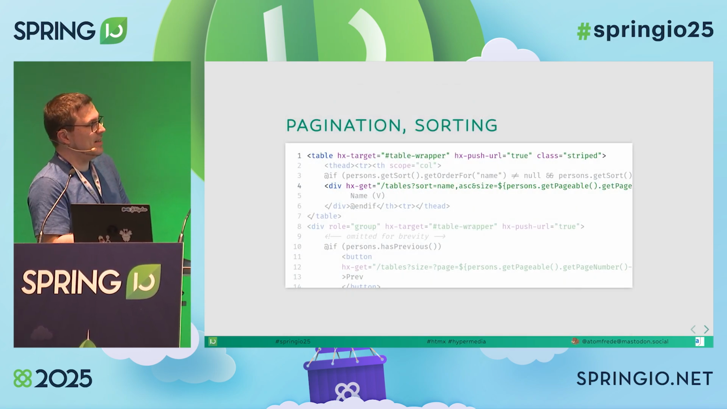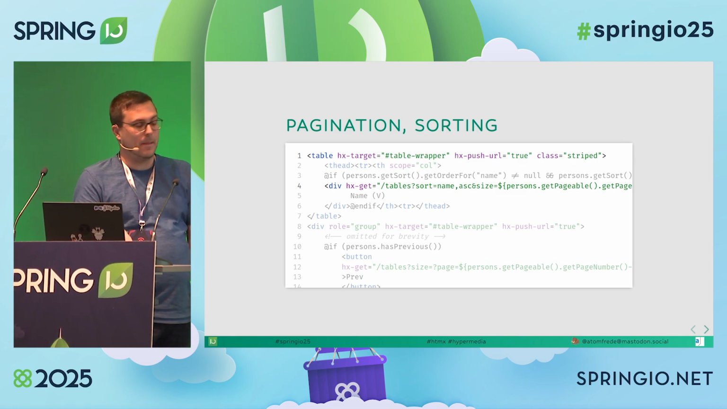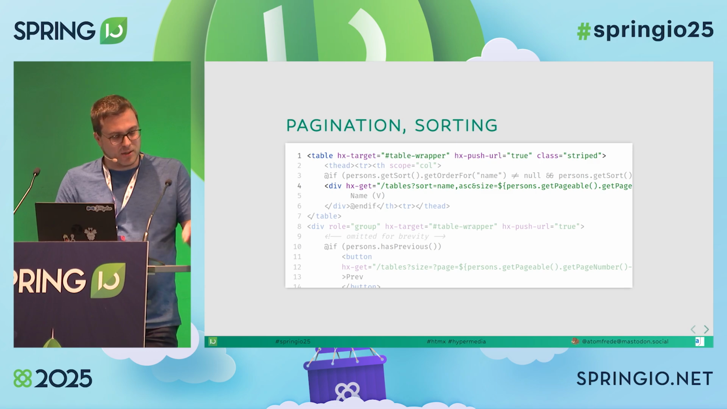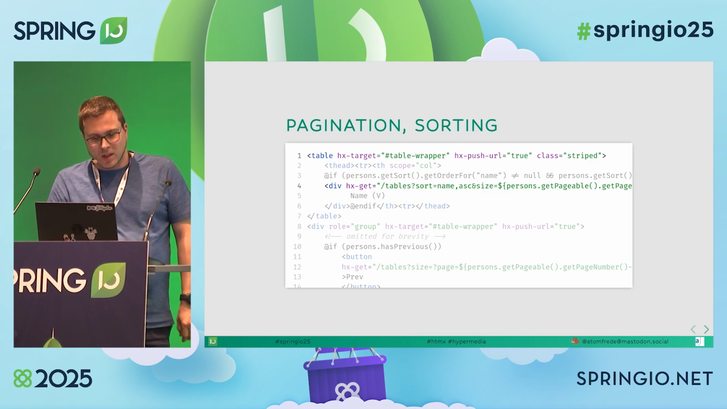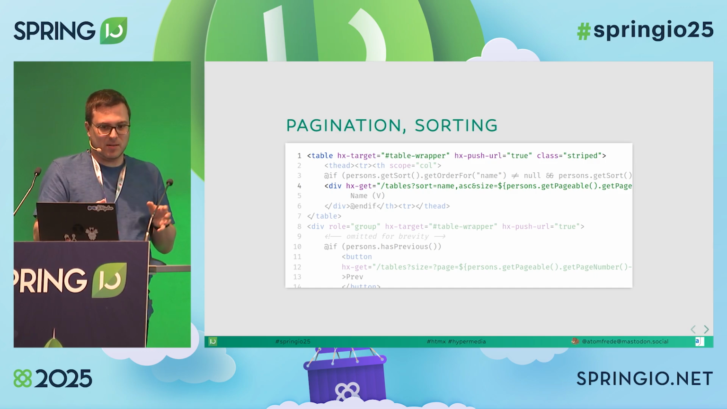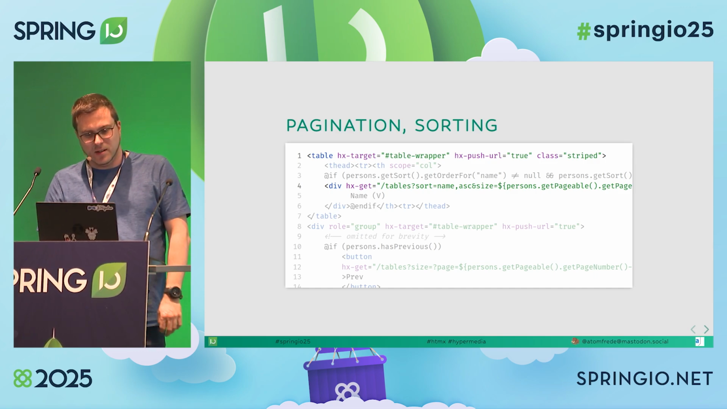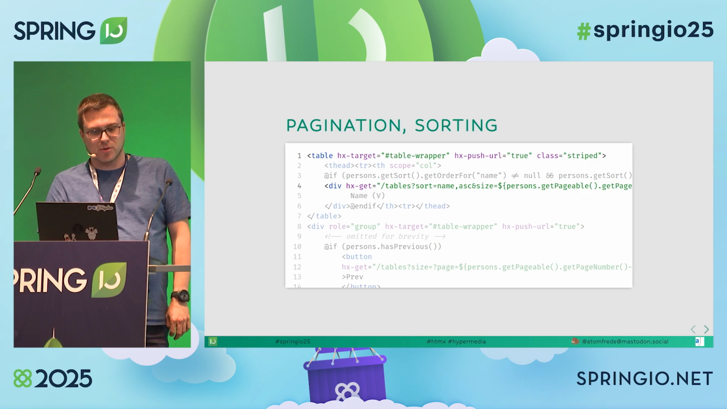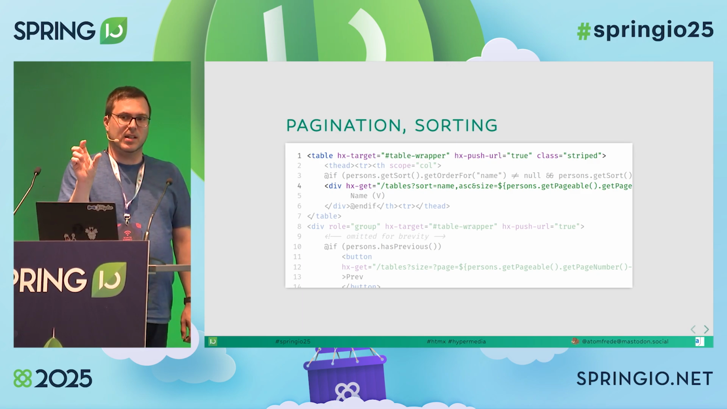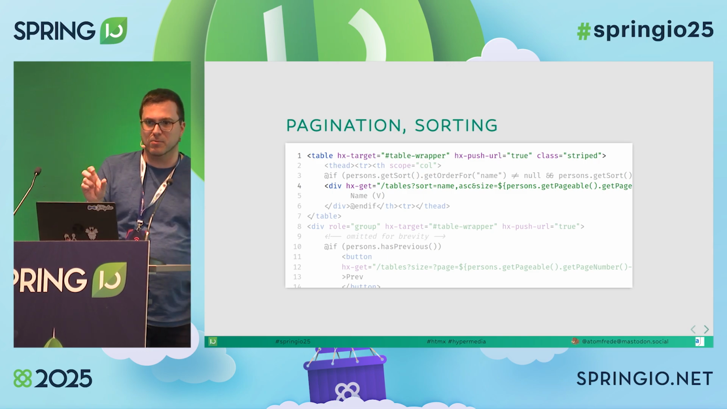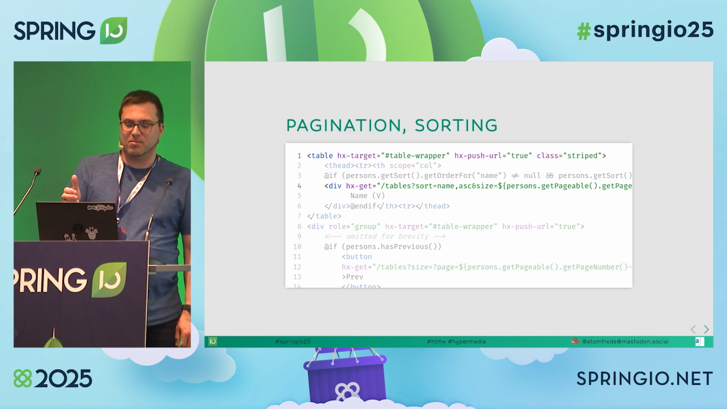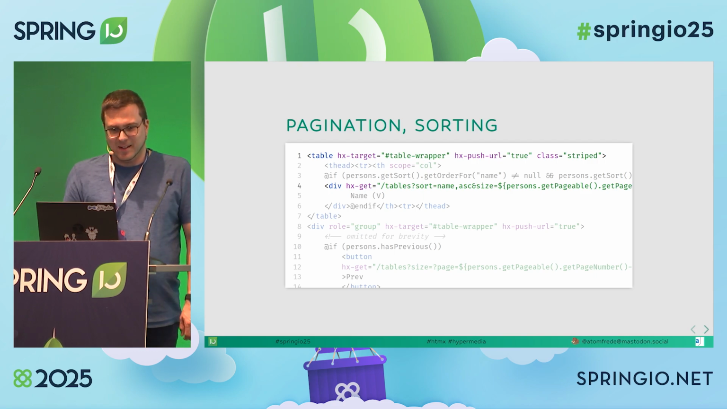Again, it's pretty easy. As I said, we just have a few attributes. So the table here, that's the thing we have seen. It's targeting the surrounding element, called table wrapper in this case. A new attribute we have here is AJAX push URL. What does it do? It pushes the parameters to the URL so you can navigate with browser forward and browser backward between that. You don't need to do that. I find it very handy because I use it a lot.